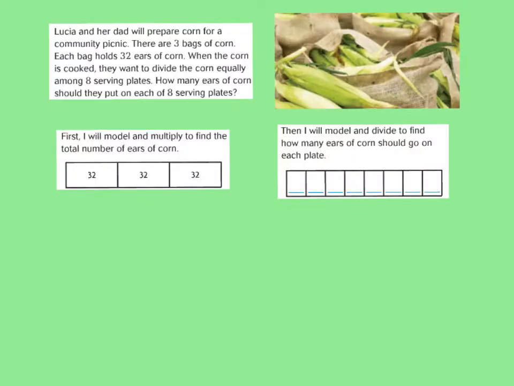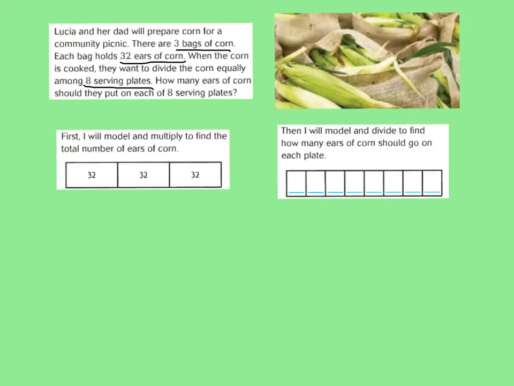All right, boys and girls, I'm going to model how to solve a multi-step division problem. This problem is not in your Go Math book, so just watch as I solve it. Lucia and her dad will prepare corn for a community picnic. There are 3 bags of corn. Each bag holds 32 ears of corn. When the corn is cooked, they want to divide the corn equally among 8 serving plates. How many ears of corn should they put on each of 8 serving plates?